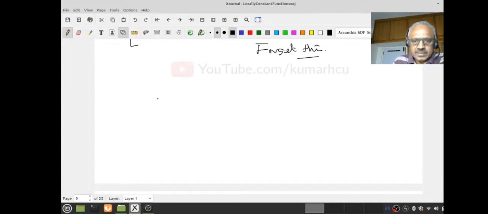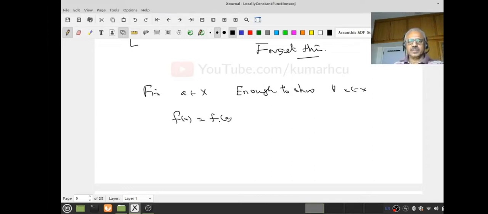So let's fix an a in X. Then I want to prove f is a constant, therefore it is enough to show for all x in X, f(x) equal to f(a). So it's enough to prove this result. I need only to show for all x, f(x) equal to f(a). Do you understand? This tells us how to use connectedness. So let's look at a subset E, which is the set of all x in X so that f(x) equal to f(a).